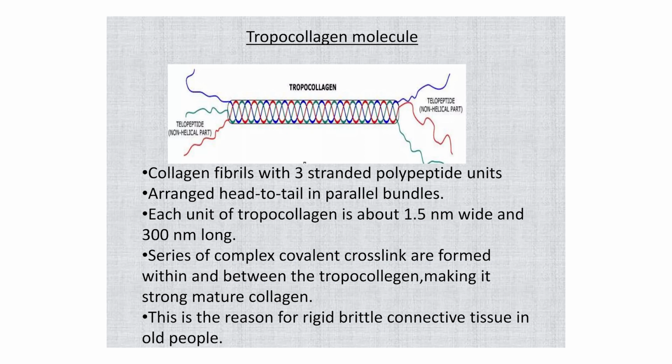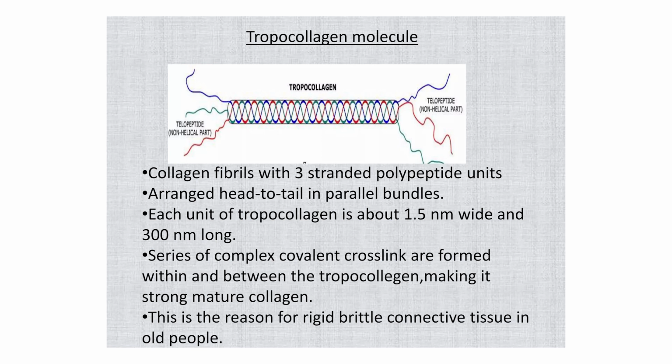So, welcome again. Now, we are starting our third session and again we are on the secondary structure of protein and dealing with alpha helical pattern. So, these are the collagen fibers and in this diagram we can see tropocollagen molecules with 3 standard polypeptide chain units. They are arranged head to tail in the parallel bundle.